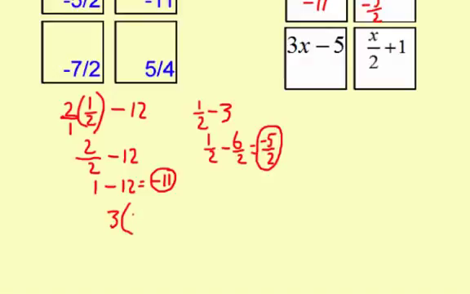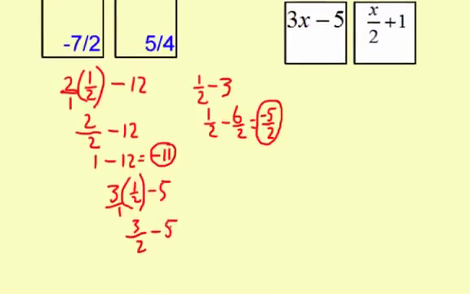3 times 1/2 minus 5. Again, I'm going to do 3 over 1 and then multiply straight across. So it's going to be 3 times 1 or 3 over 1 times 2, which is 2 minus 5.